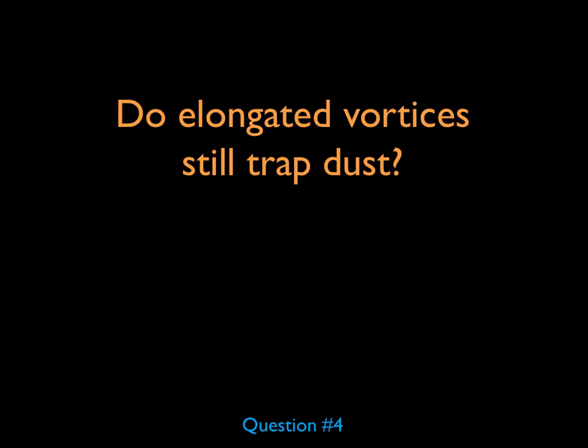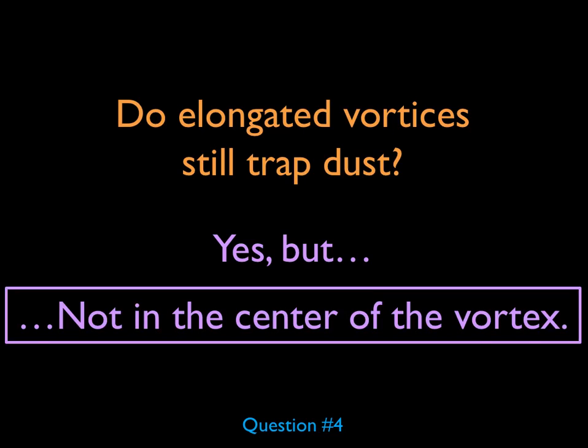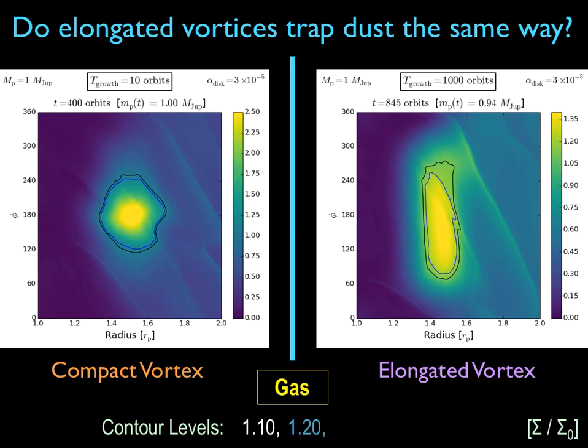Now these elongated vortices look a lot more like the ALMA image that I showed before in the gas, but what about the dust? Now as it turns out, elongated vortices still trap dust, but not in the center of the vortex. Now just like with normal vortices, the increase in density at the edge of the vortex creates a pressure bump that, when combined with the rotating velocity field of the vortex, naturally traps dust. However, that is where the similarities end.